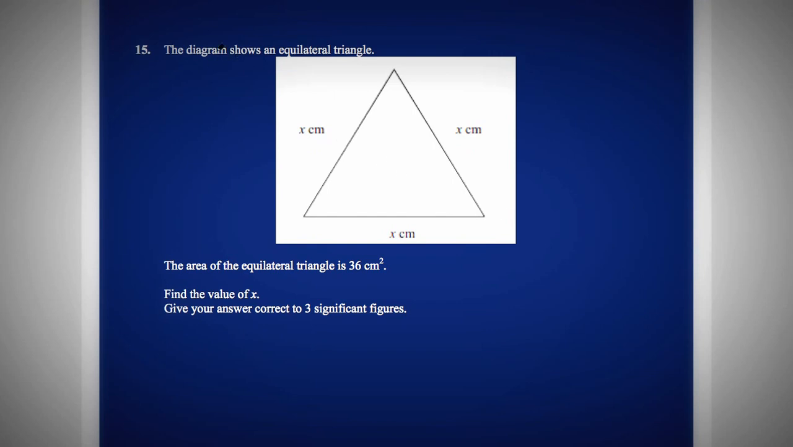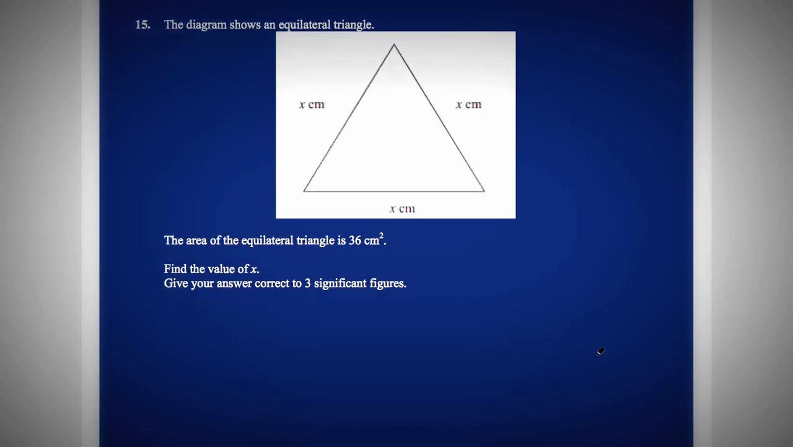Question 15. The diagram shows an equilateral triangle. The area of the triangle is 36 centimeters squared. Find the value of x. Give your answer correct to three significant figures. Well, I could either divide that triangle in two and use right-angled triangle trigonometry with an angle of 60 degrees in there, or I could use the rule half AB sine C is the area, which is what I'm going to do here.